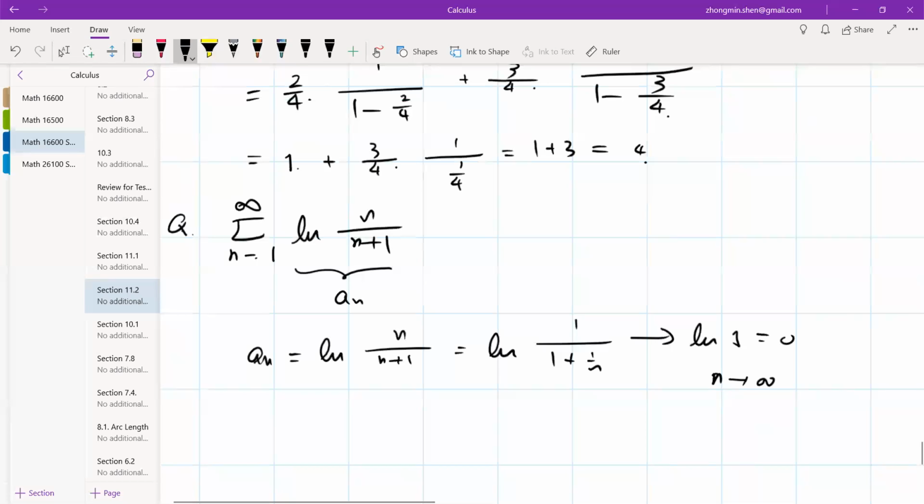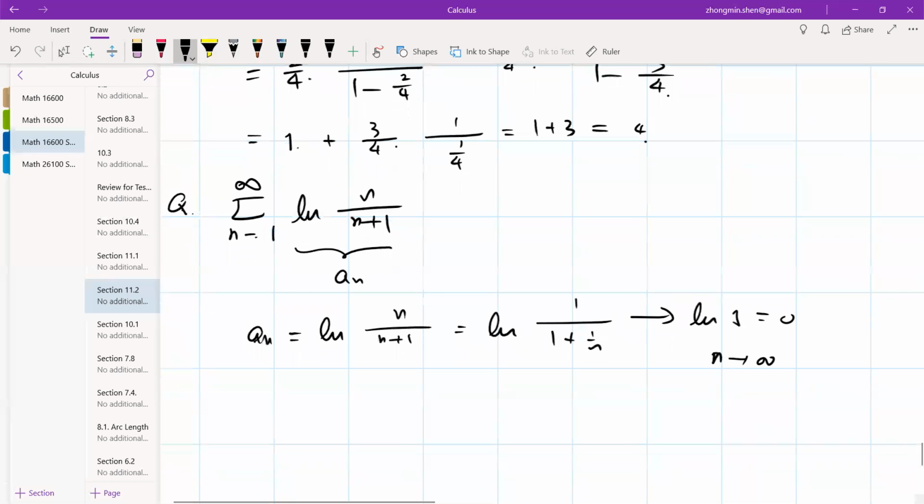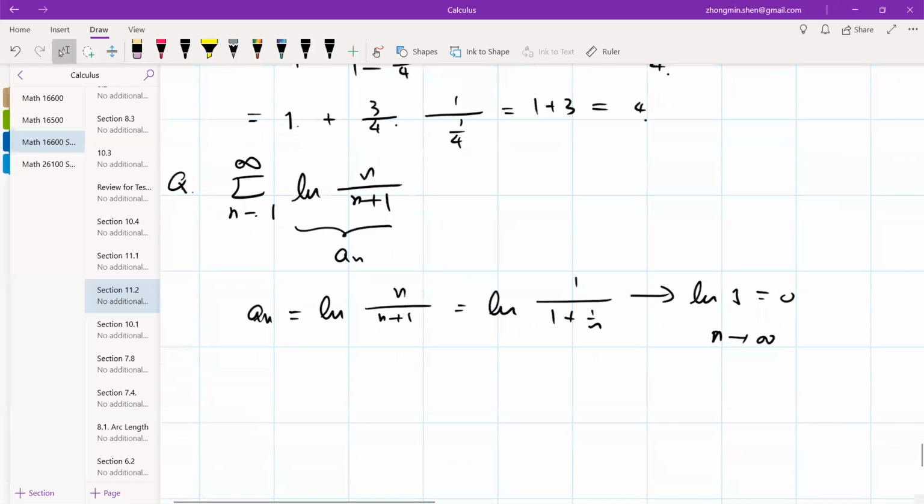It'd be useless information as long as it's 0. You cannot say the series is convergent. You can only say the nth term is convergent. Yes, each time you're getting a smaller and smaller term. But still, because you have infinitely many terms, you add up all the terms, you can still get an infinite sum. So not useful information. I cannot say this series is convergent.